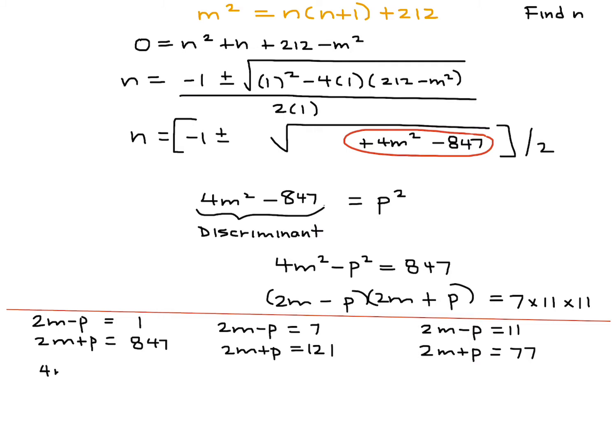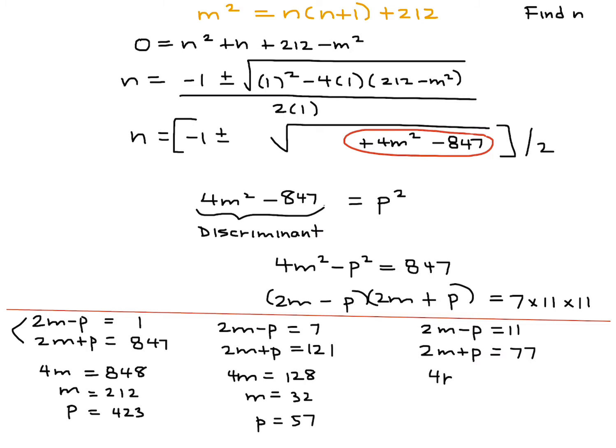You just add them. So 4m, the p's cancel, is equal to 848, and therefore m in this case is going to be 212. And then if you substitute back into any of these for p, you can solve and get 423. Very similarly, 4m here would be 128, and therefore m would be 32, and then p you can solve and get 57. And then for this one, 4m is going to be 88, and therefore m is 22, and solving for p you get 33.